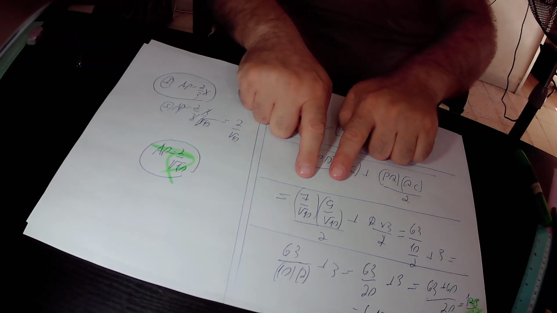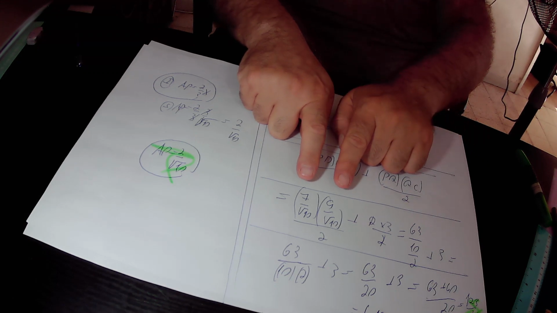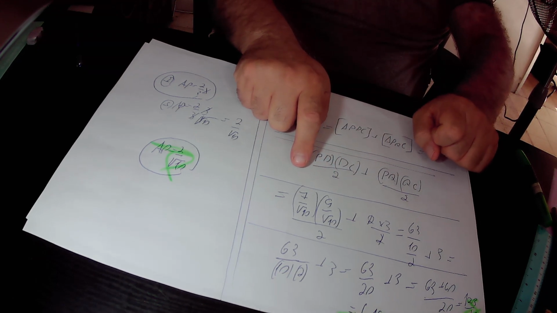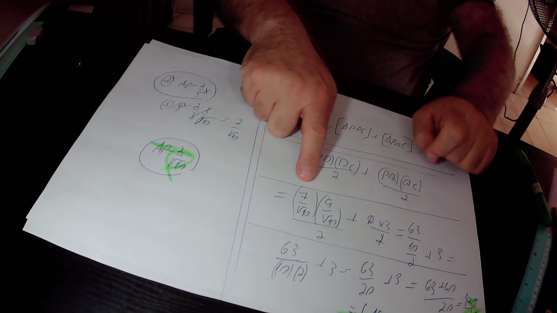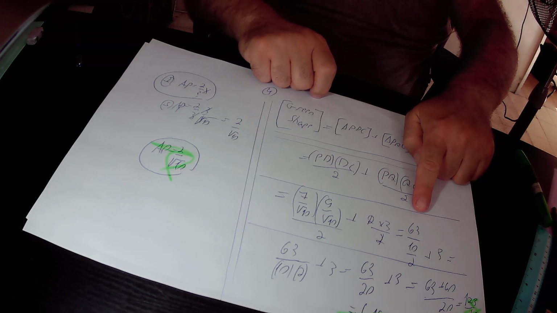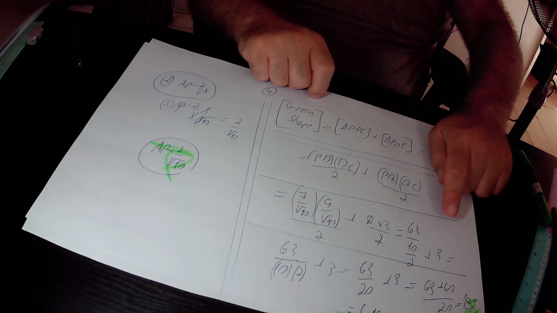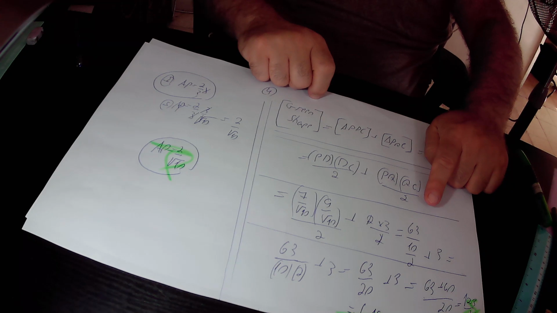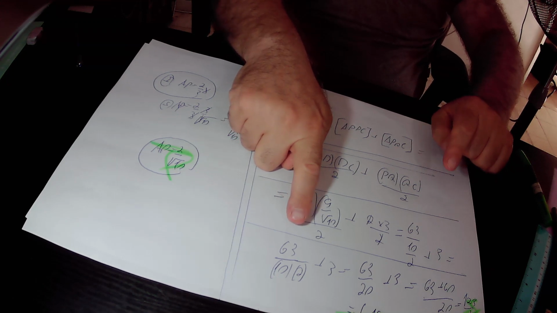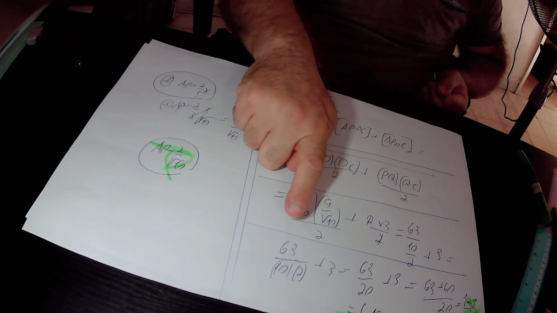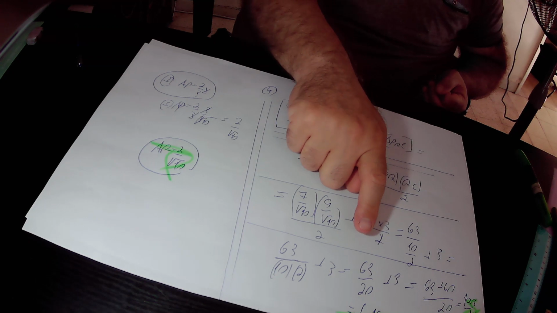So here we have 7 times 9 is 63, square root of 10 times square root of 10 is 10. So in total, this expression equals 63 over 10 over 2, plus 2 times 3 over 2. We have 2 in the numerator and 2 in the denominator, so 2 will get cancelled, and we are left with only 3. So the area of the green shape equals 63 over 10 over 2 plus 3. 63 over 10 over 2 equals 63 over 10 times 2, which is 63 over 20, plus 3.